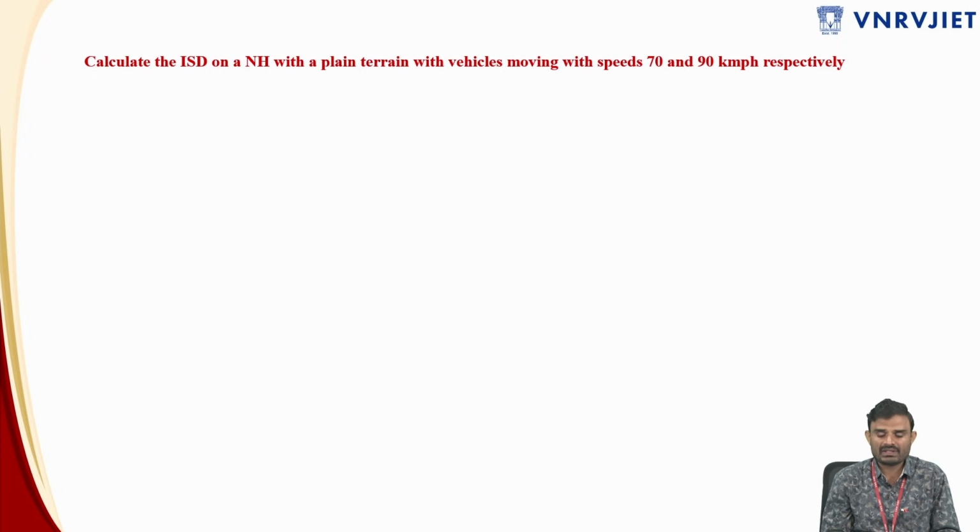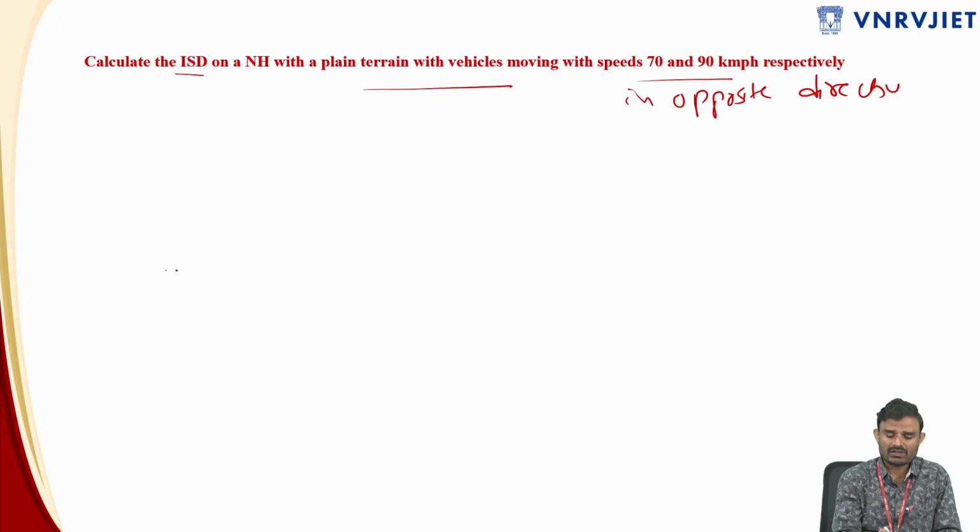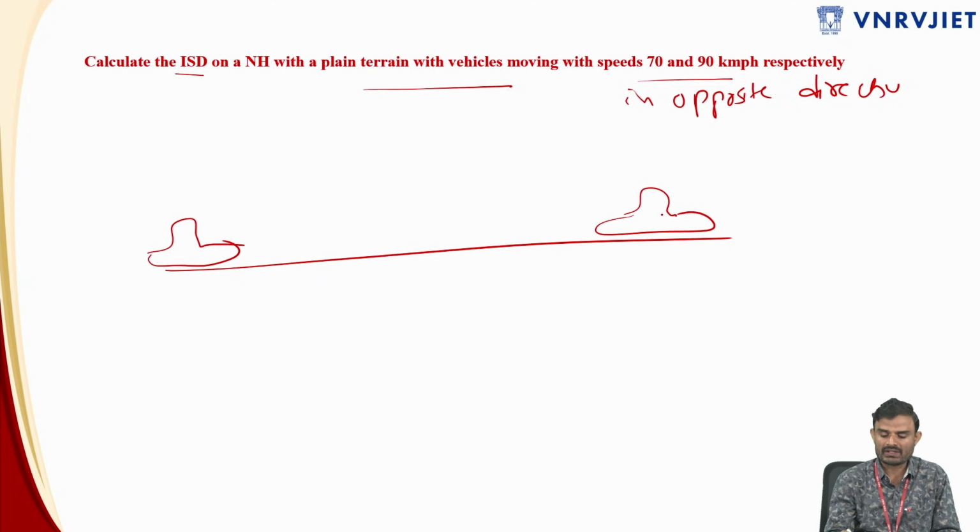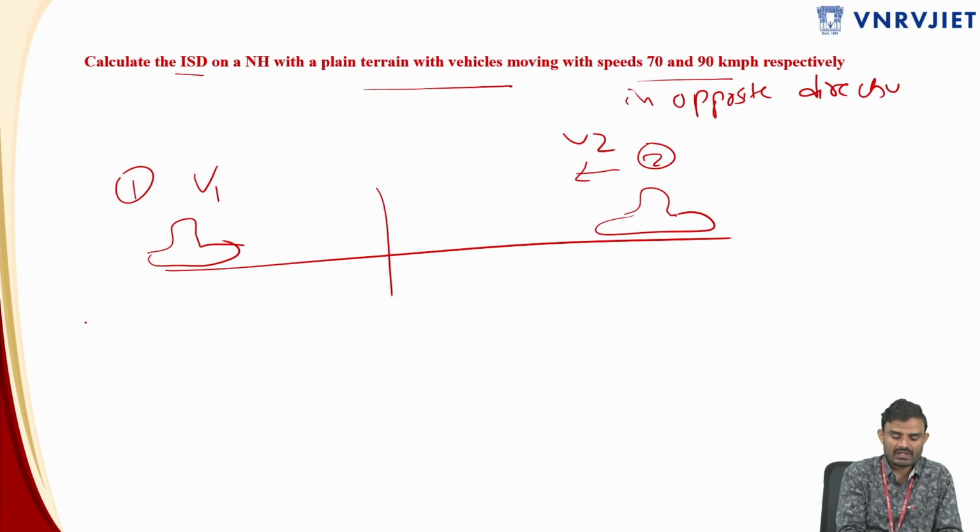So we have one more problem on this intermediate sight distance. Calculate the intermediate sight distance on a national highway with plain terrain, with vehicles moving at speeds of 70 and 90 kmph respectively in opposite directions. This is important, in opposite directions. There is vehicle 1 over here and vehicle 2 over here. Of course, vehicle 1 is traveling at a lower speed. Let this be vehicle 1 traveling at V1 speed, and this is vehicle 2 traveling at V2 speed.